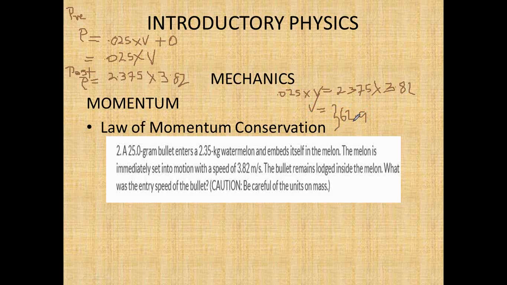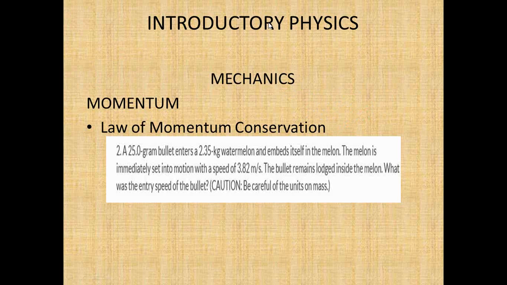362.9. So you know the speed at which the bullet was traveling. Just using the law of momentum conservation, you can calculate the speed the bullet was traveling: 362.9 meters per second. All right, so I think we understand that. Let's move to the next one.